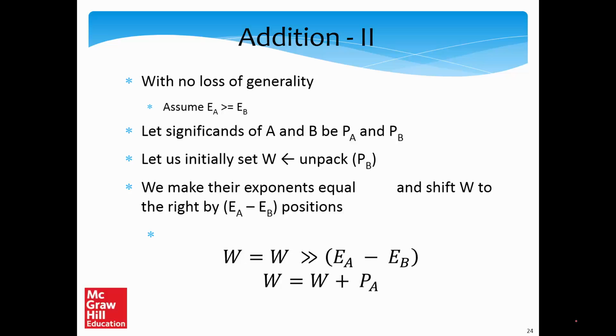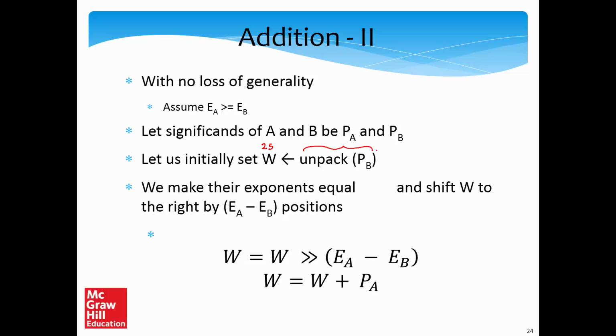Furthermore, let's define a temporary variable W, which is of the same 25-bit form that we had discussed in the last slide. Let us get it by unpacking the significand of B, which has this smaller exponent. So let's unpack PB and get W. Now let's take a look at the way that we want to do the addition.